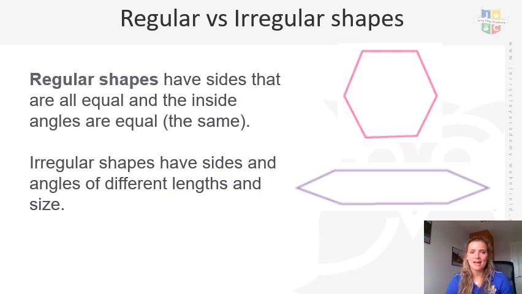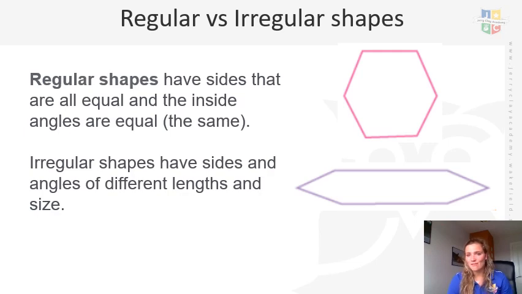So a regular shape has sides that are all the same length, and all the angles on the inside are all equal. So as you can see from the top shape, all the sides are the same length, and the angle that is on each of the inside of these is all the same as well. However, we have irregular shapes, and irregular shapes are shapes that have a certain number of sides, but the sides and the angles are not always the same length or the same size. So we can see the difference.